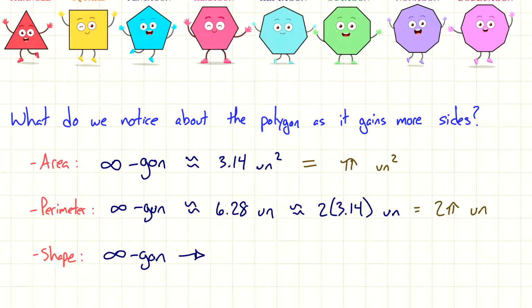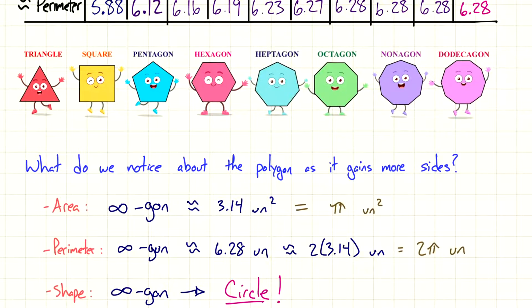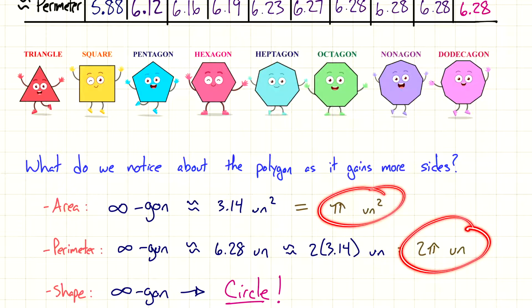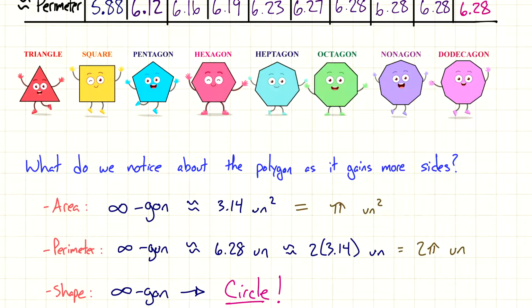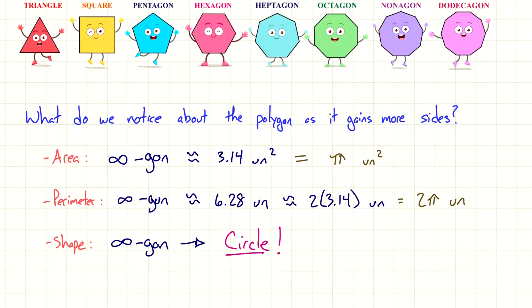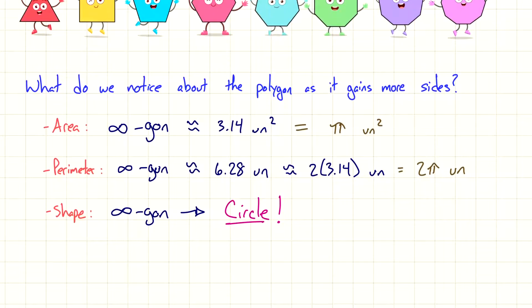All right, if you said circle, you would be correct. So when we talk about an infinitygon, we're really talking about a circle. So these areas and these perimeters we've been discussing is really the area and perimeter of a circle with a radius of 1. We're going to use that knowledge going forward to see if we could make some more sense of this.